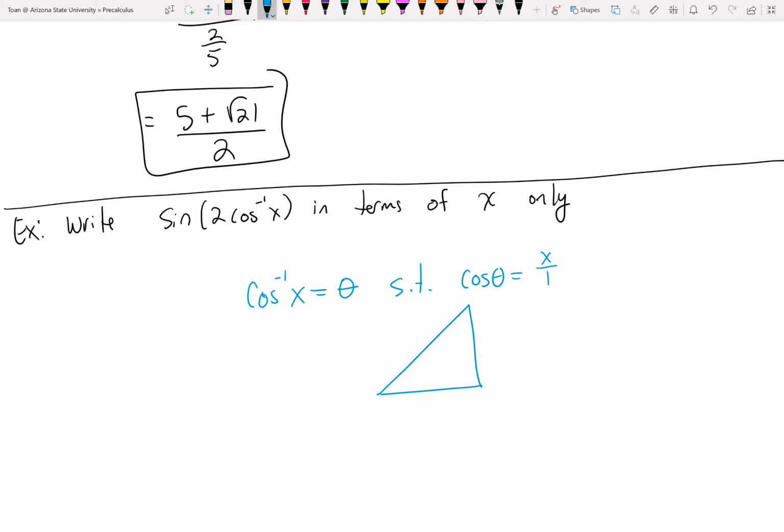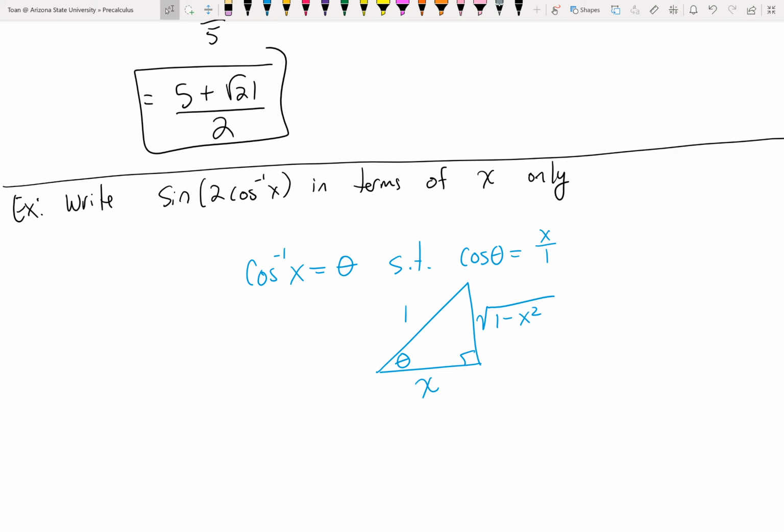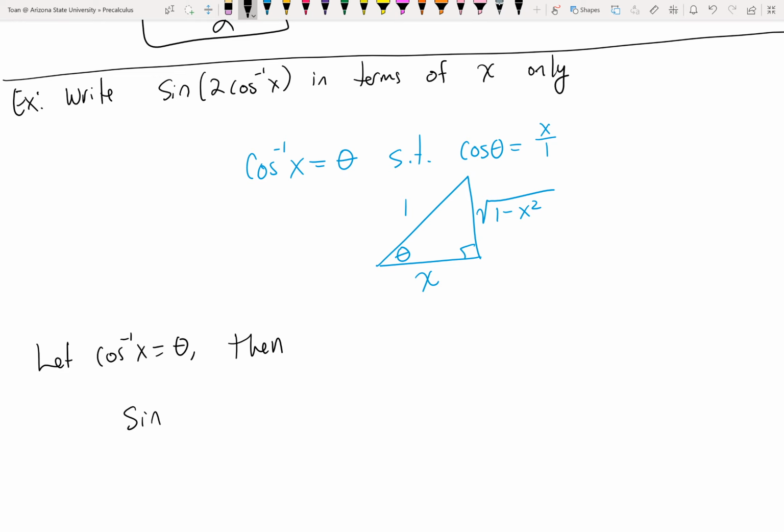I hope you guys are feeling a sense of deja vu. Man, everything's the same thing. That's all math is, applying the same concept to different pieces, to different tools. So adjacent over hypotenuse, and then Pythagoras' theorem tells us the missing side is the square root of 1 minus x squared. So now I can answer this, because if I let this cosine inverse of x equal this theta here, then our problem, sine of 2 times cosine inverse of x, is simply sine of 2 theta.